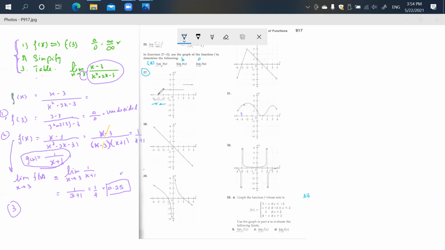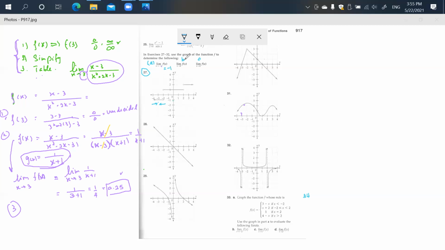So at x = -3 down here, the y value is -1. So that means for question A, the limit of f(x) when x approaches -3 is equal to -1. Okay. Everyone can see or not? It's really small.